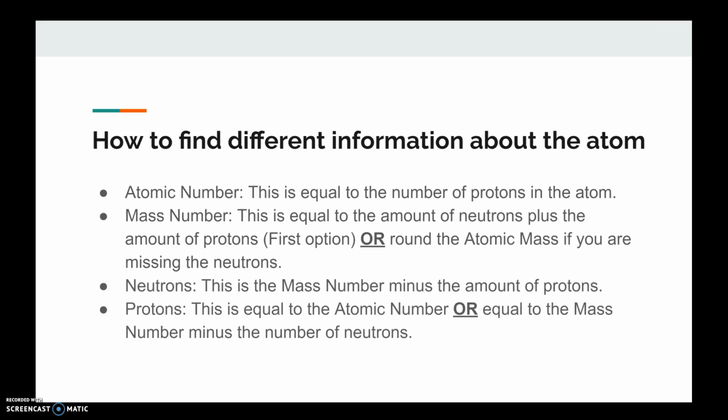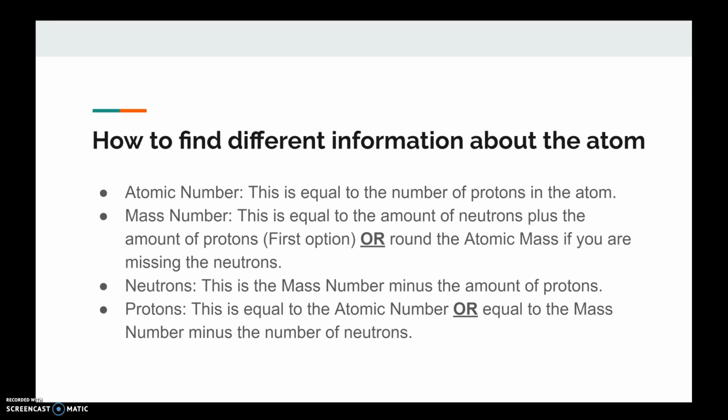To find the atomic number, this is equal to the number of protons in the atom. The mass number is equal to the amount of neutrons plus the amount of protons. This is the first way to find it. Or, another way of finding the mass number is to round the atomic mass if you're missing the neutrons. Neutrons can be found by taking the mass number and subtracting the amount of protons.